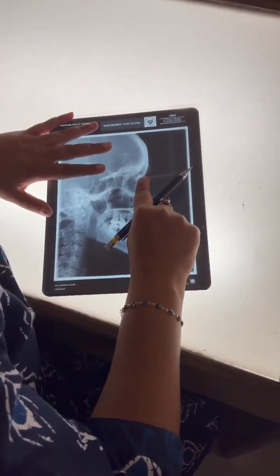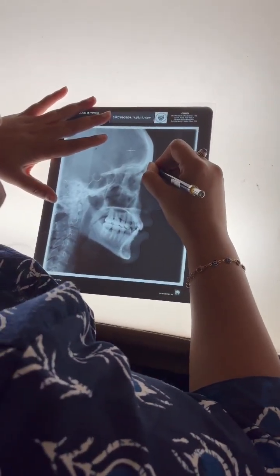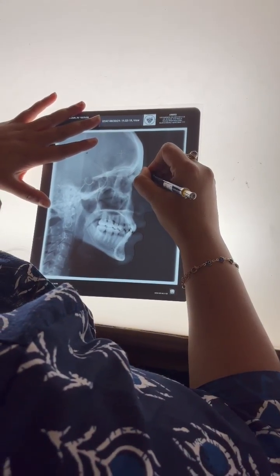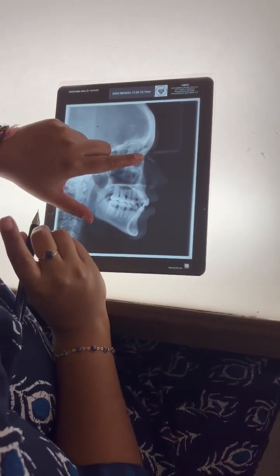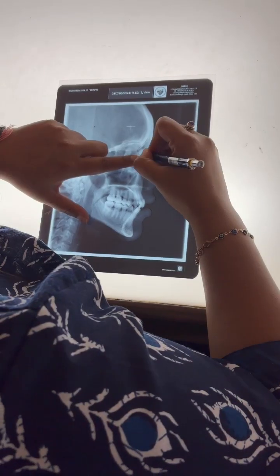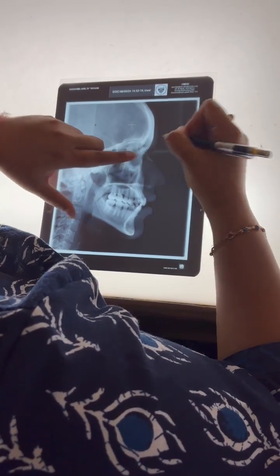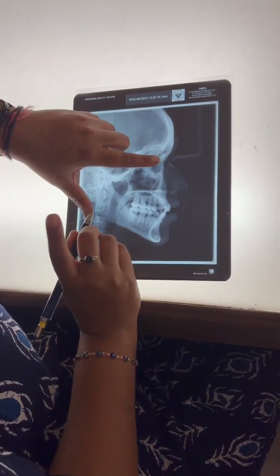Nasion point is nothing but the junction of your frontonasal suture. So this becomes your frontonasal cavity. Since it's a suture, you will always have a zigzag line. So this point here where you have your junction becomes your nasion.